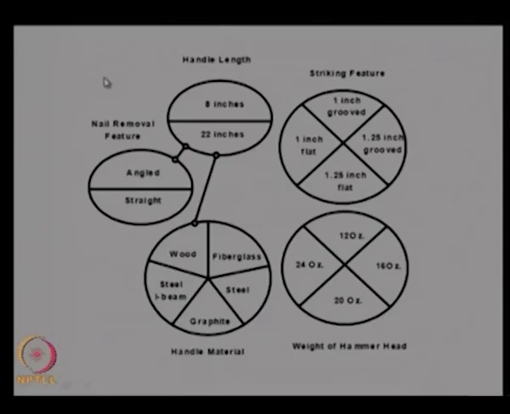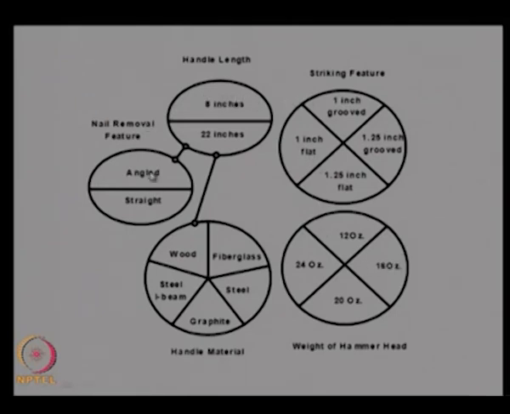So here you can see these are the options from the architecture. If you look at the morphological box, you can see that there are 2 options over here, 2 options here, 5 options in handle material, another 4 options in hammer head, and the striking feature again has 4 options. So if you want to make one hammer, what should be the possible combinations here? That has to be chosen by the design team based on the requirements and the customer expectations, as well as the customer needs identified and the initial concept. Based on that they need to choose a particular combination from here.